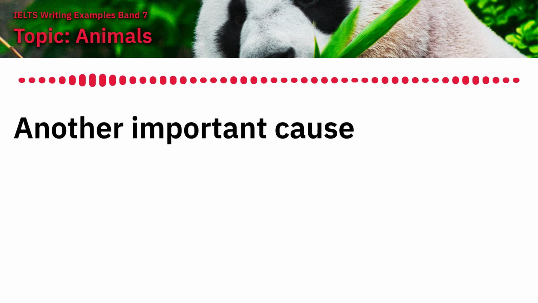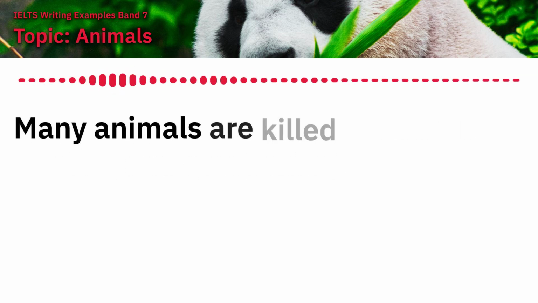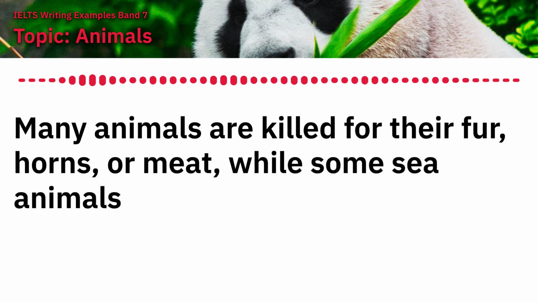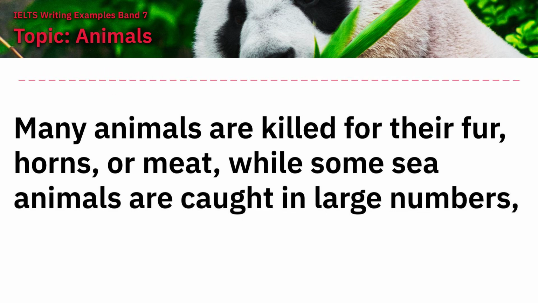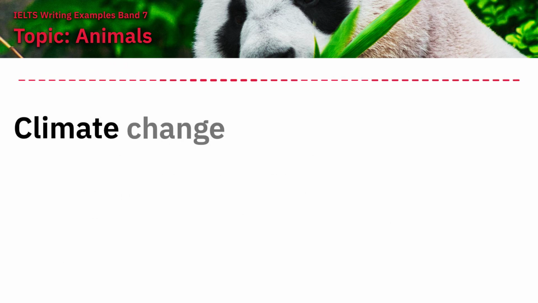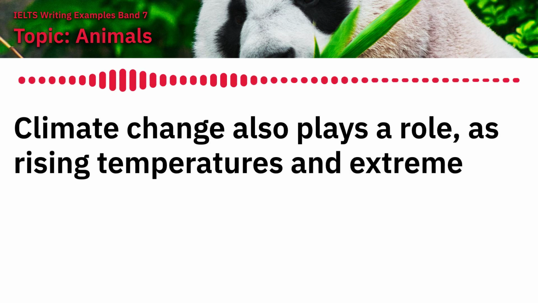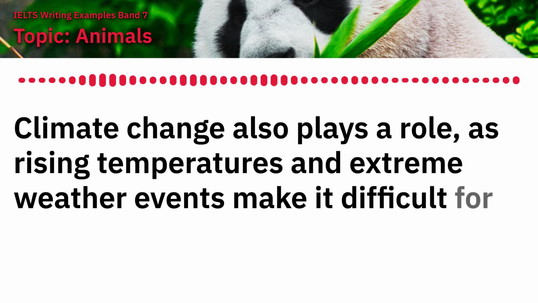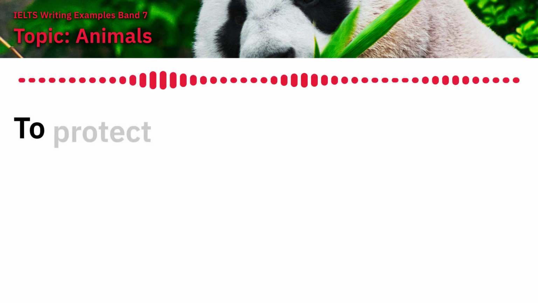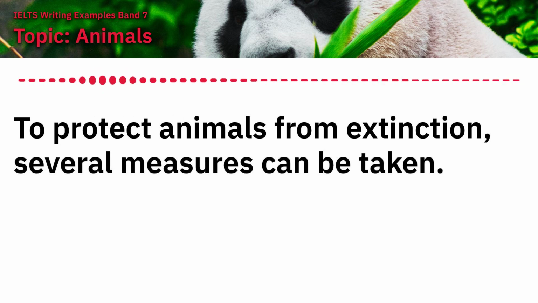Another important cause is illegal hunting and overfishing. Many animals are killed for their fur, horns, or meat, while some sea animals are caught in large numbers, reducing their populations to dangerous levels. Climate change also plays a role, as rising temperatures and extreme weather events make it difficult for animals to survive in their natural environments. To protect animals from extinction, several measures can be taken.